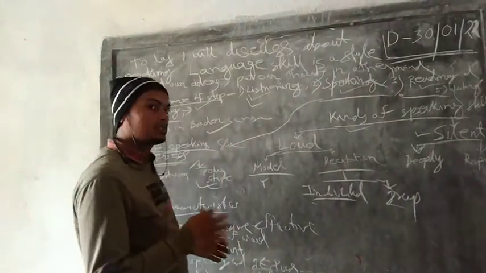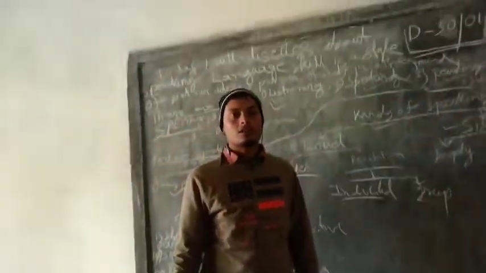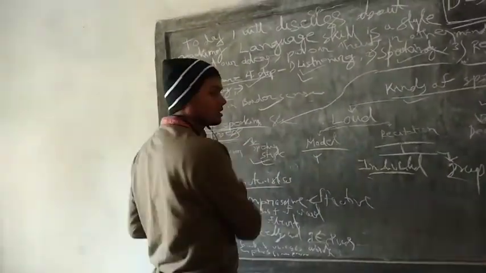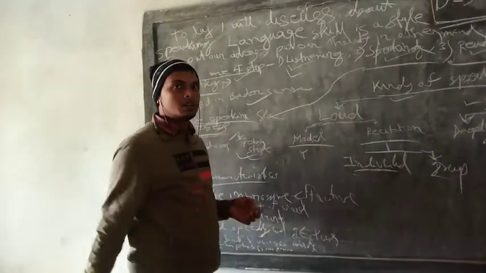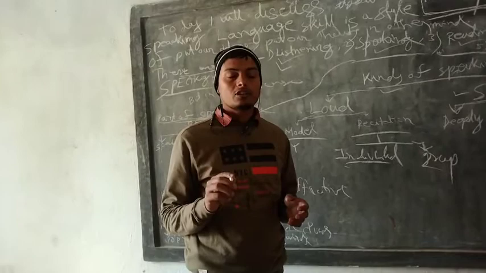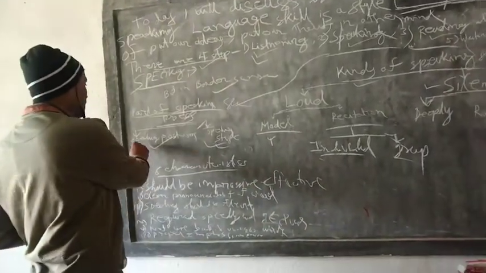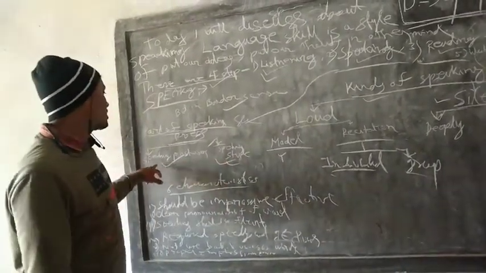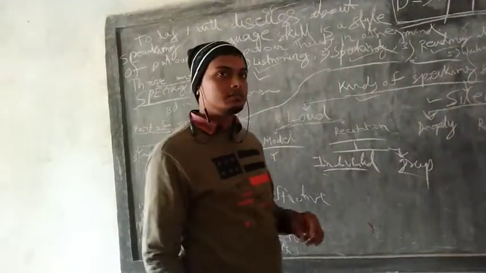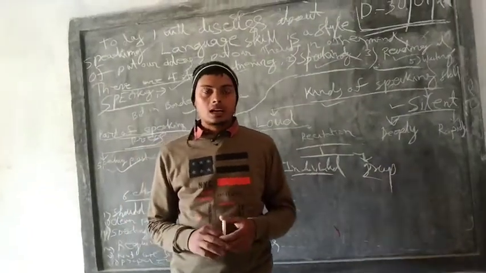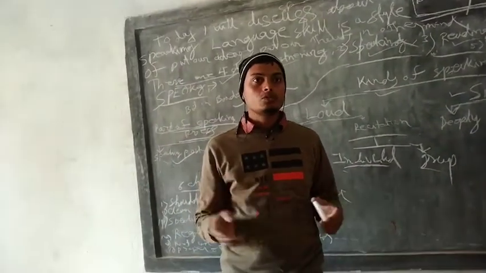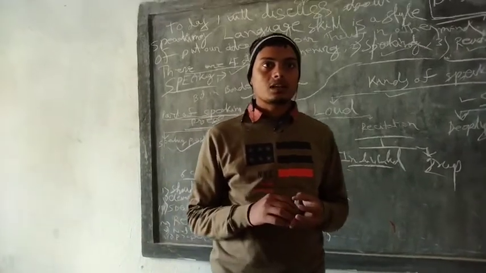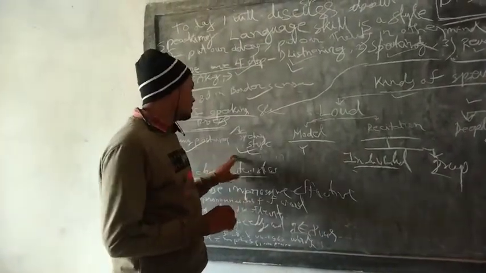So now I discuss the parts of speaking process. There are two parts of speaking process. First one is speaking postures, and second one is speaking style. Now, what is speaking postures? Speaking postures is whether you are holding a book, standing, sitting, or leaning on the wall. That is speaking postures. Okay. Second is speaking style.